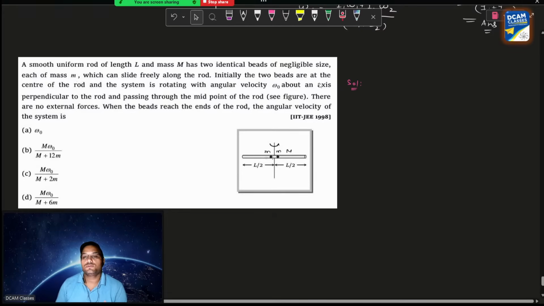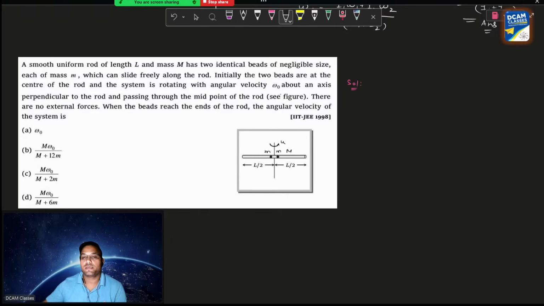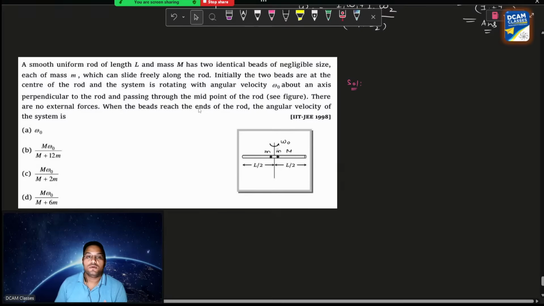Initially, the two beads are at the center of the rod, and the system is rotating with angular velocity omega naught. Now, the axis is perpendicular to the rod and passing through the midpoint of the rod, and there are no external forces. When the beads reach the end of the rod, the angular velocity of the system is?